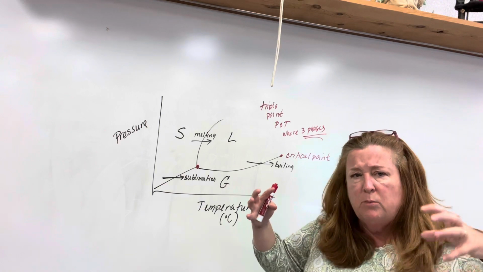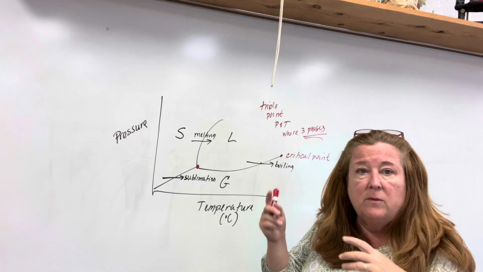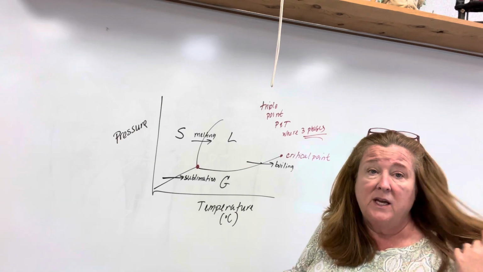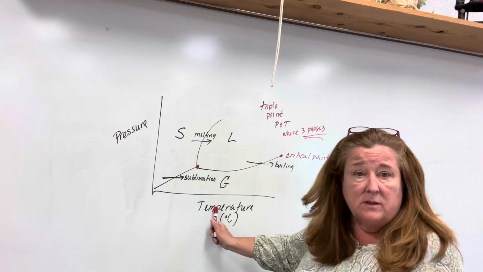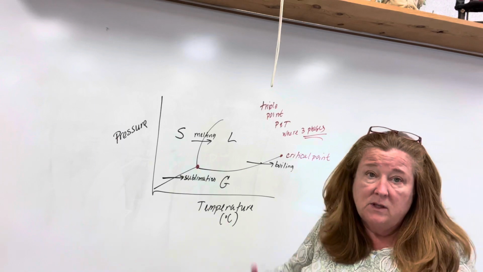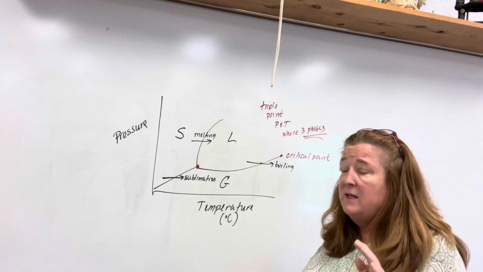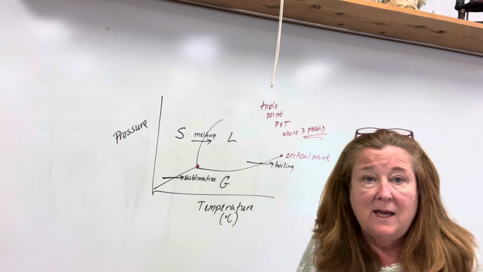More pressure, you can push them closer together, and they can go from being a gas to being a liquid to a solid. It's not just about adding heat. You can also change the pressure. So the temperature is a change in heat, but the pressure is going to be just pushing the things closer together or allowing them to expand. So that's the difference between a heating curve and a phase diagram.